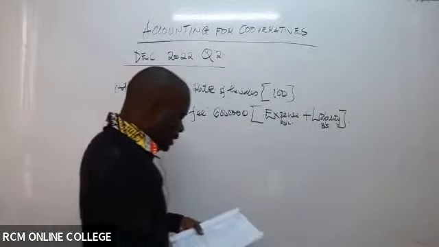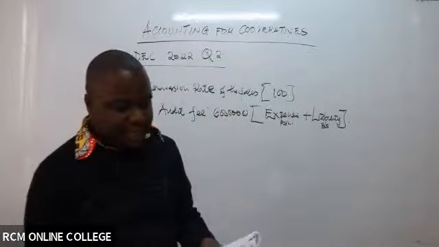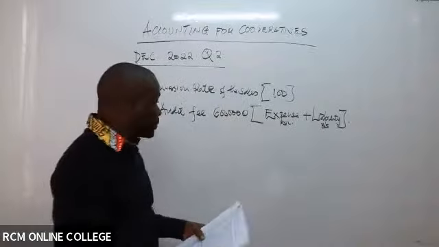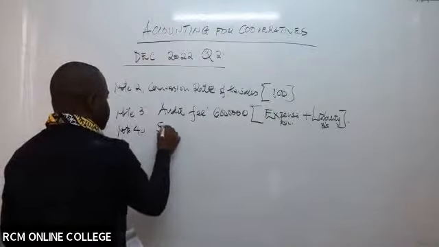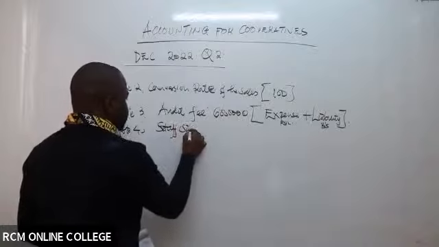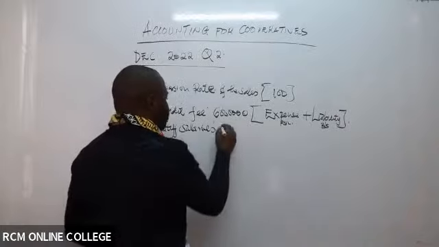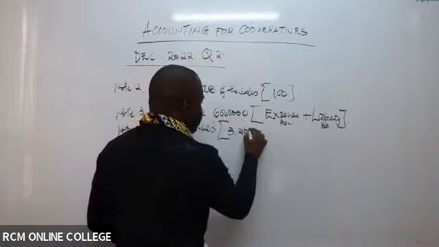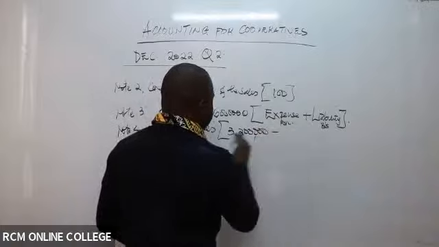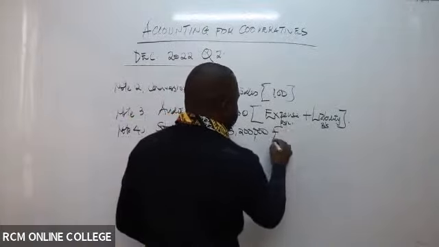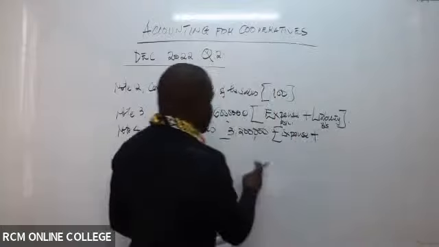Then number 4, staff salaries and wages amounting to 3.2 million had not been paid as at 31st of December 2021. So in this case, you have note number 4, staff salaries. By the end of the year, they were yet to pay 3.2 million. So that simply means this one will still be an expense, but as you note, these particular expenses were outstanding at the end of the year.